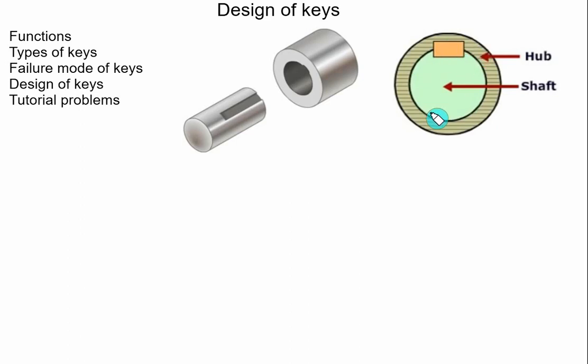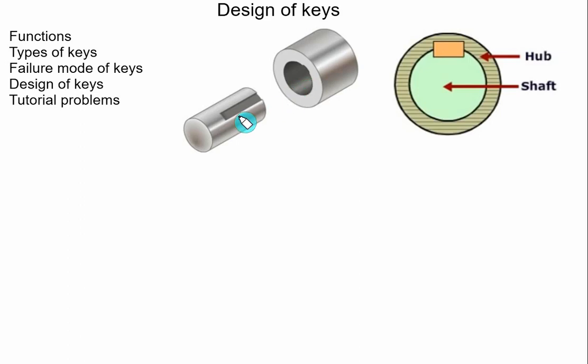Because of this, there is a temporary connection between the shaft and hub, and when the shaft rotates, the hub will also rotate. So we can define the key as a piece inserted in the axial direction between the shaft and hub, such as a pulley or a gear, etc.